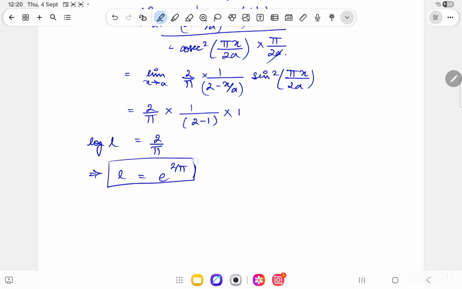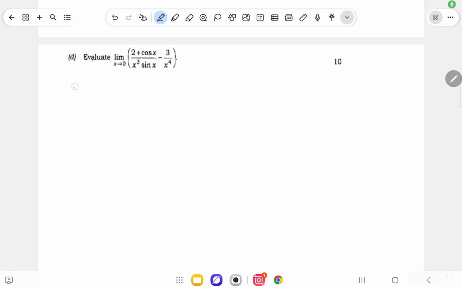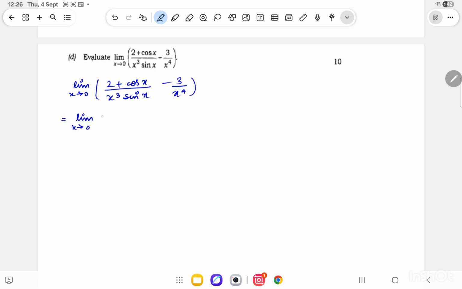So this is the required limit that we are supposed to find. In this question we are supposed to find this limit. This will be limit x approaches 0 of (2 + cos x) upon x cubed sin x minus 3 upon x raised to 4. Let's just take the LCM to simplify it a bit. So we'll be getting 2x plus x cos x minus 3 sin x divided by x raised to 4 sin x.